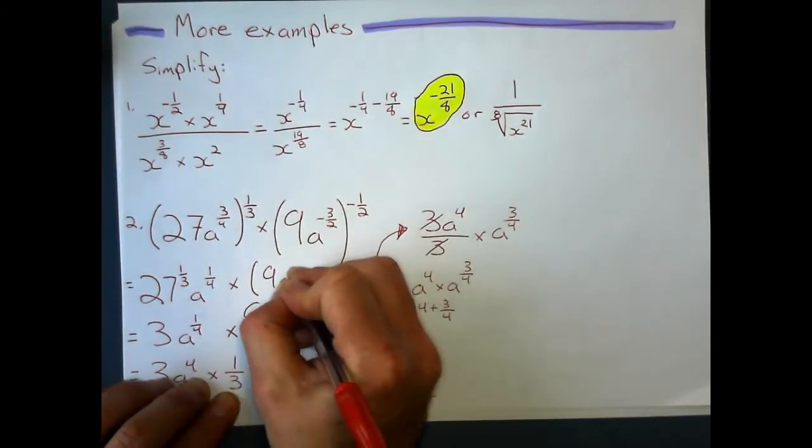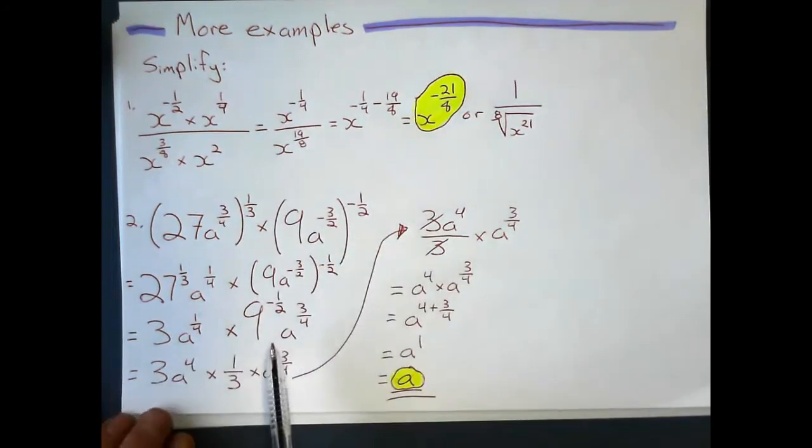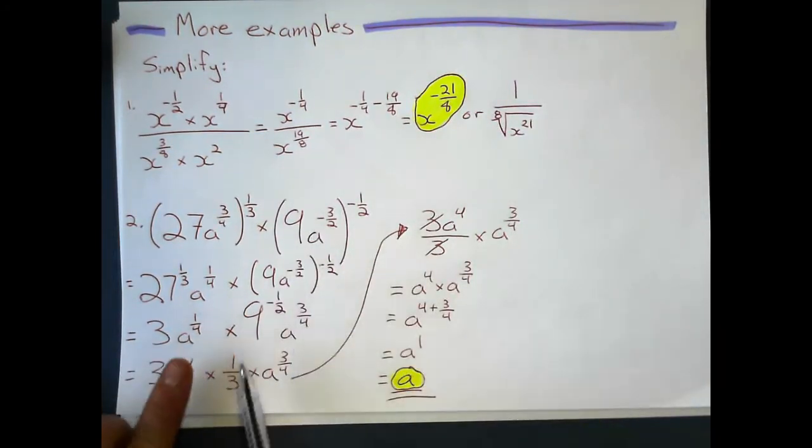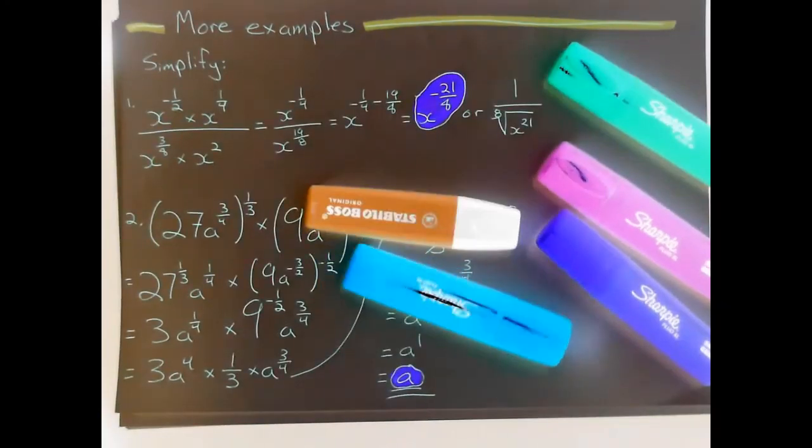Let me rewrite this part because I didn't do that in the original working. A bit rushed. 9a to the negative 3/2, all to the power of negative 1/2. I forgot to do that, and everything else gets simplified. Good luck!